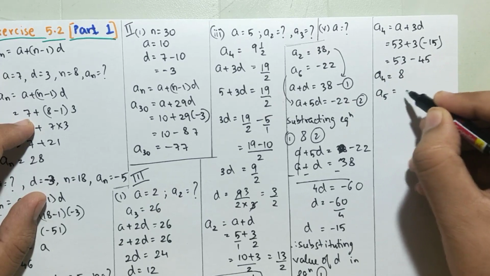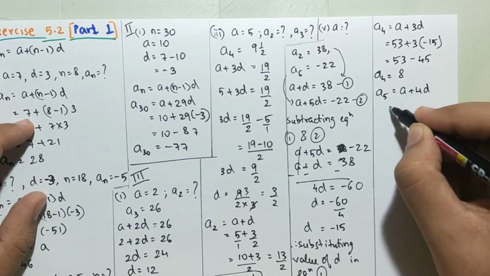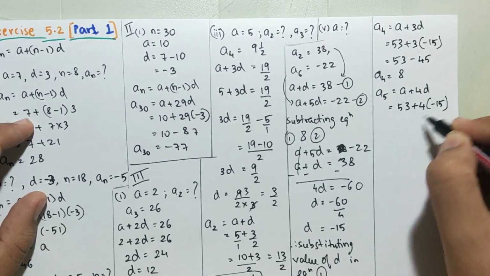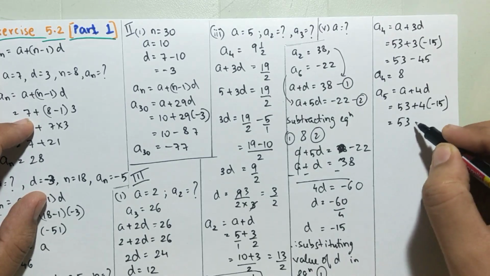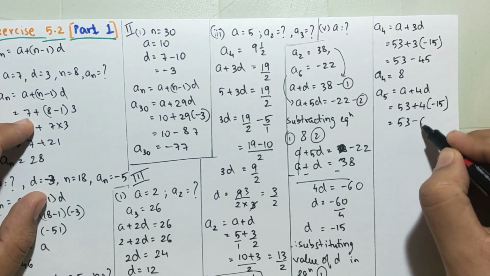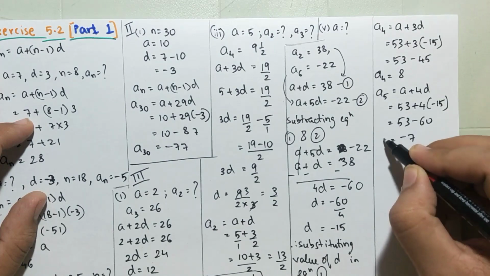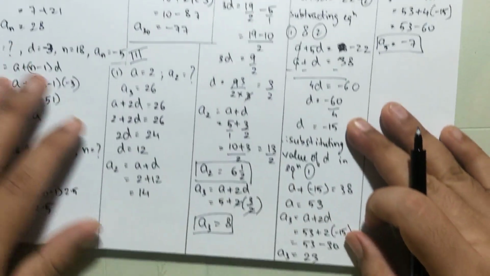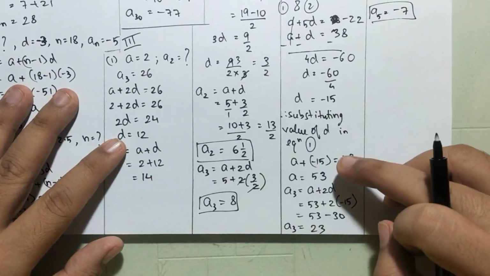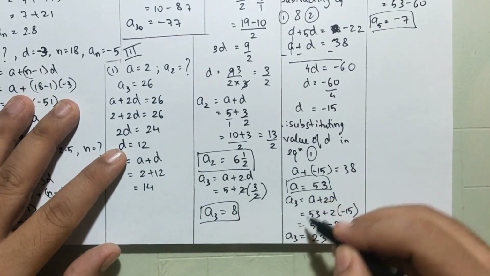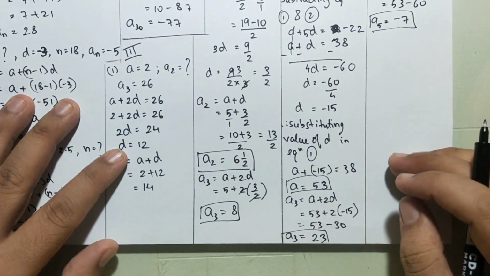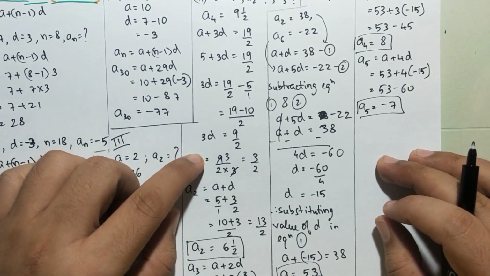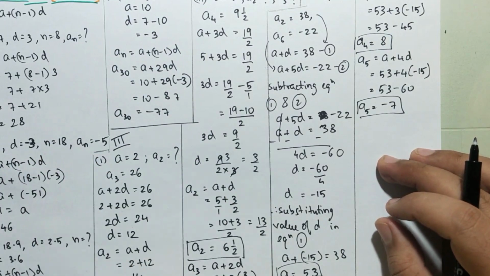Fifth term, that is a plus 4d. So 53 plus 4 multiplied by minus 15, 53 minus 60, the answer is minus 7. So the fifth term, fourth term, third term and the first term, these were the values which were needed. Understood how to find when the first term is given and how to find it when the first term is not given.